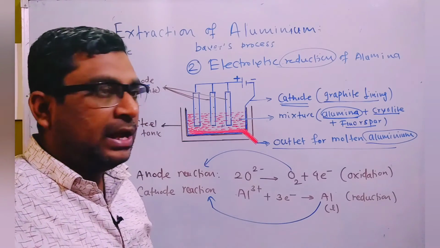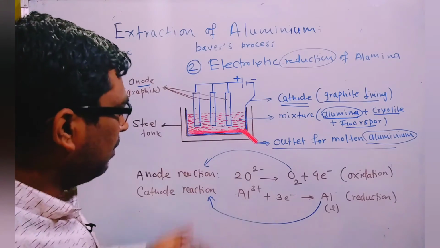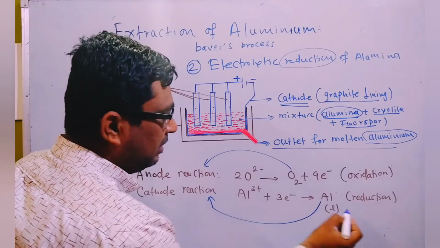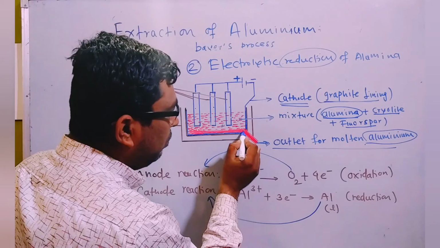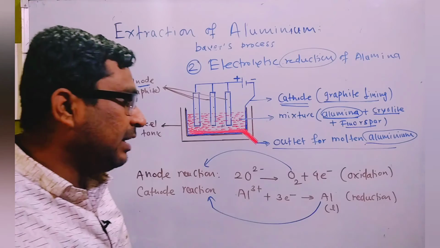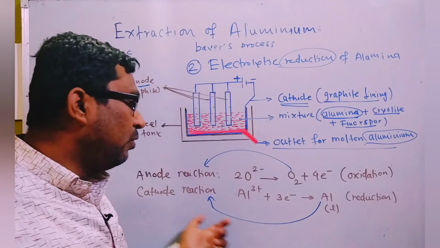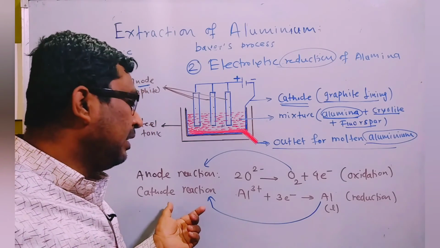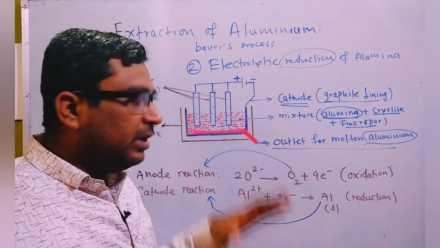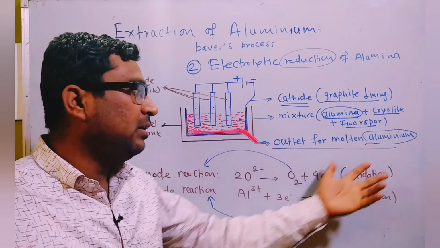Now this molten aluminium is heavier than the electrolyte. That's why it is collected at the base. This red colour line that I show is nothing but the molten aluminium, and now you can collect it from the outlet. So this is the anode and the cathode reaction. Oxygen gets liberated at the anode. Further, carbon dioxide gas is formed, and the molten aluminium is collected at the cathode. This reaction is called the cathode reaction. And finally, this molten aluminium is heavier than the electrolyte, that's why it is collected at the base, and from this outlet you get the aluminium.